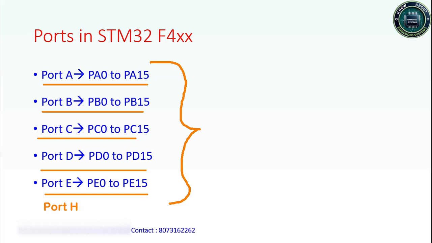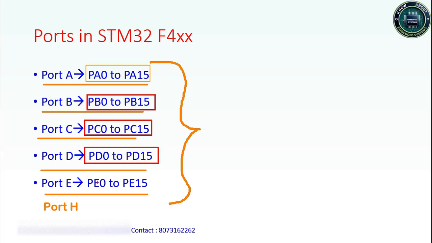Second point: each port, if you observe here, is capable of handling 16 pins. Port A has pin numbers from PA0 to PA15. Similarly, port B has PB0 to PB15, then PC0 to PC15, PD0 to PD15, and PE0 to PE15. Each port has 16 port pins in total, and you can use whichever port you want for your configuration or programming.